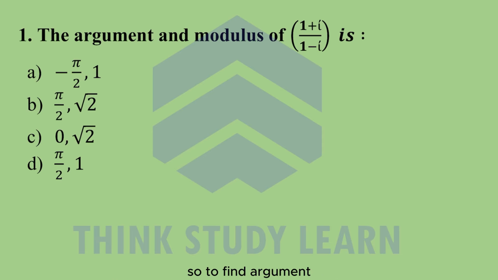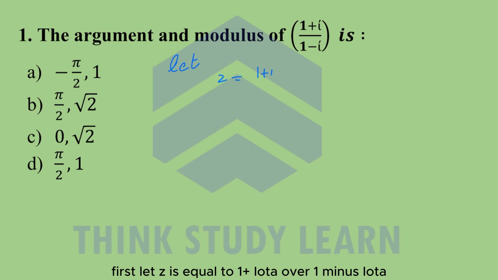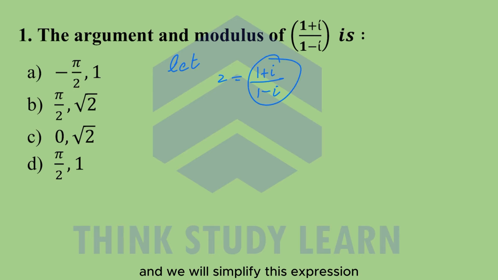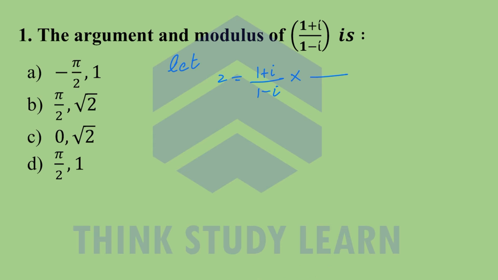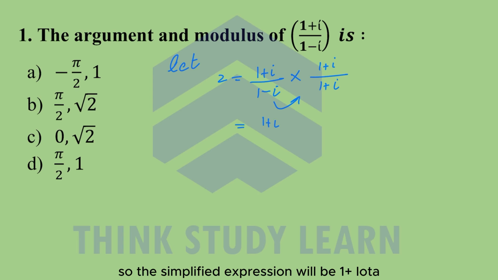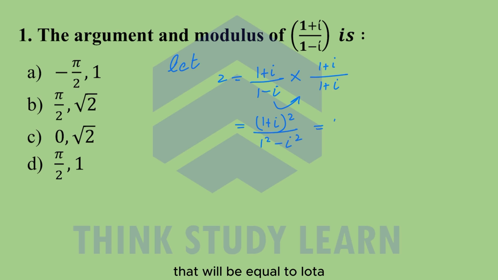So to find the argument first, let z is equal to 1 plus iota over 1 minus iota, and we will simplify this expression. To simplify this expression, we will multiply and divide by the conjugate of the denominator, which will be 1 plus iota. So the simplified expression will be 1 plus iota whole square over 1 square minus iota square, that will be equal to iota. So z is equal to iota.